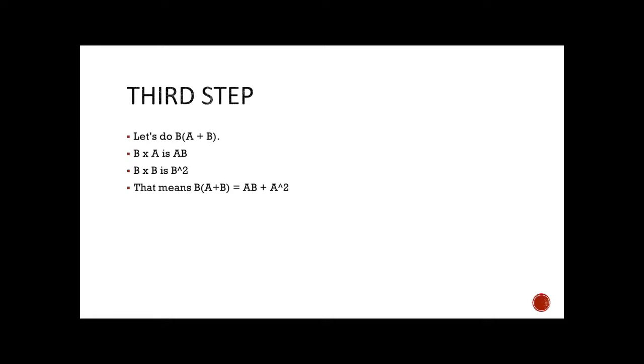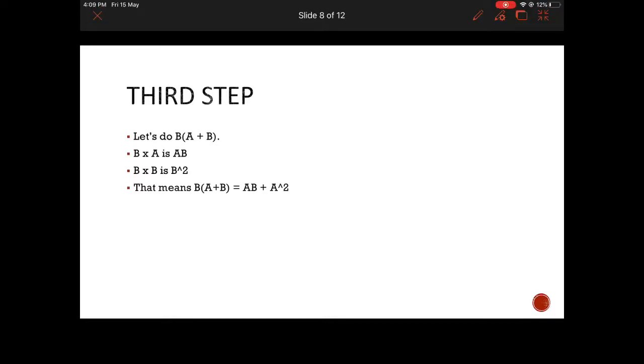Okay, so the next step, let's do b times a plus b. So b times a is ab, b times b is b squared. Remember, we're just doing the same thing. We're just taking the coefficient, which is b, the outside number, and multiplying by the inside numbers. That means that b times a plus b is equal to ab plus b squared.